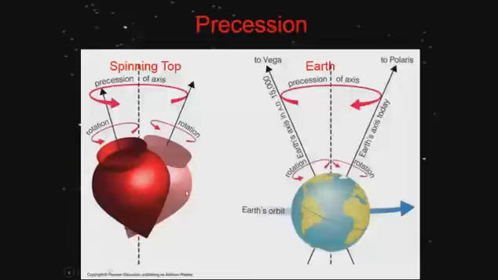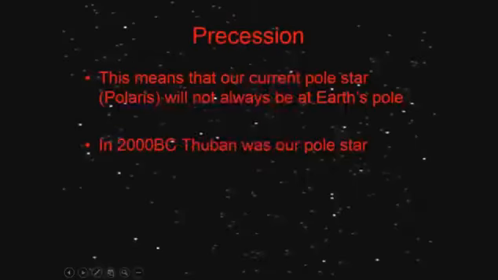So just like a spinning top, if you set this spinning, as it starts to wind down slightly, it'll actually precess. The rotational pole itself will start to actually trace out a circle, which means here, if the Earth is doing that as it spins around, it's still rotating about the same axis, but the axis is moving in position. So at one particular point it's towards Polaris, in 15,000 AD it'll be pointed to Vega. So our pole star will actually change. And that means that our current pole star will not always be at the Earth's pole. In 2000 BC, the star Thuban was our pole star.